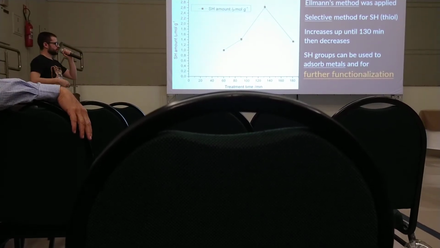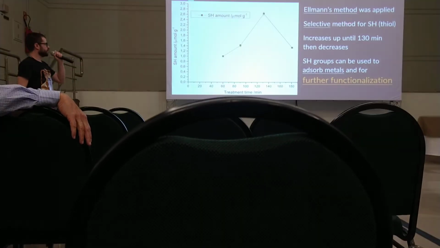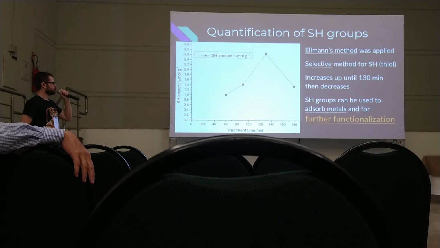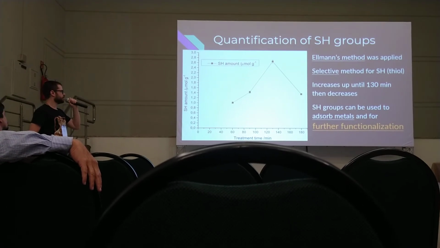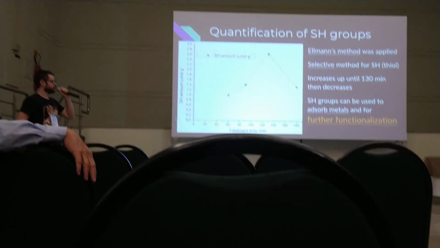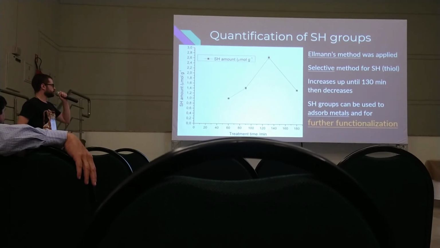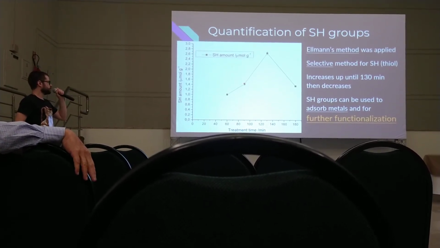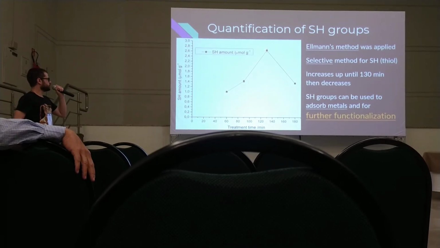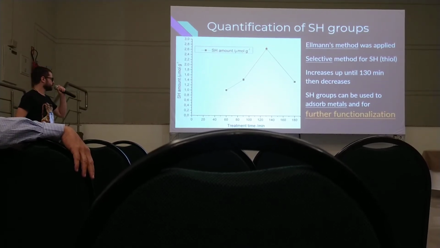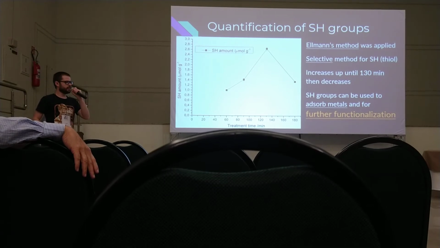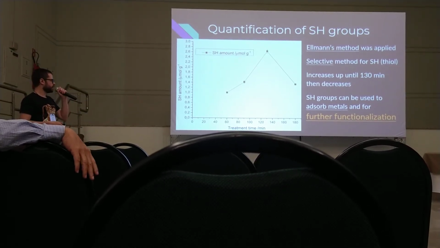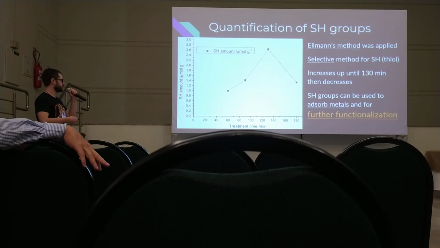To better study the thiol groups, we applied the Ellman method. It is a selective, spectrophotometric method for thiol, and we did the variation with treatment time. As you can see in the graph, it increases up until about 2 hours of treatment and then decreases. And as I said before, the thiol groups are important to interact with metals under further functionalization.